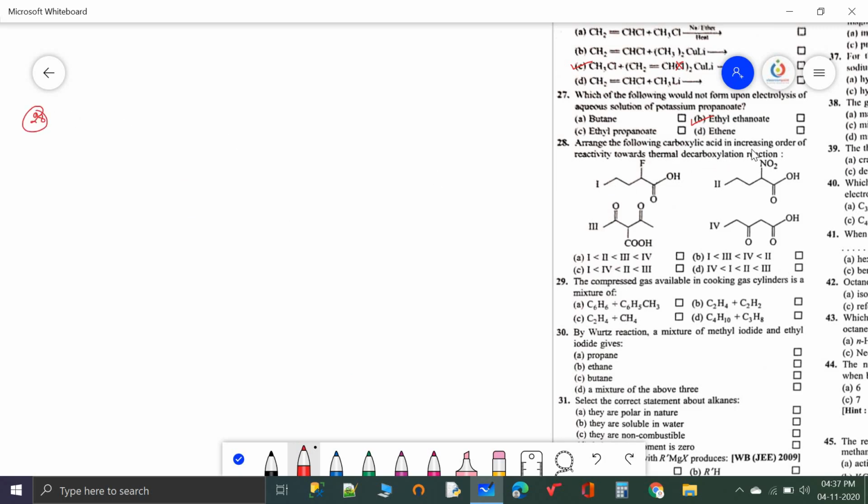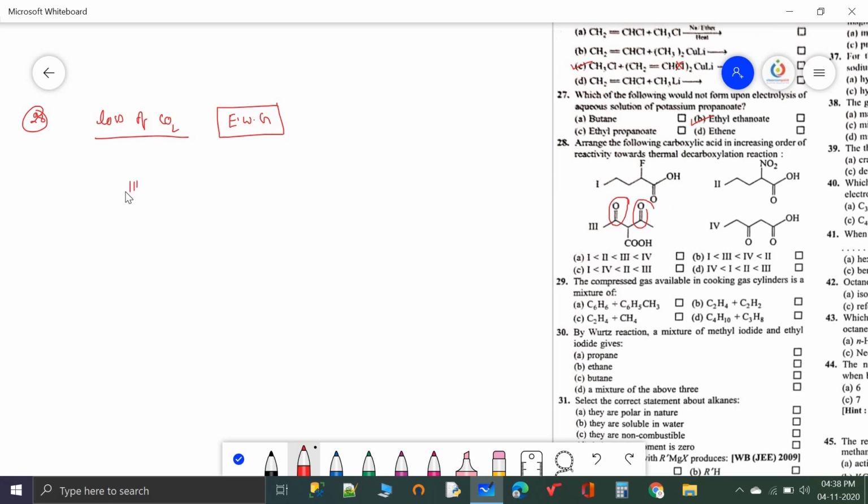Arrange the following carboxylic acids in increasing order of reactivity towards thermal decarboxylation reaction. So thermal decarboxylation, simply decarboxylation, loss of CO2, is called a decarboxylation reaction. This decarboxylation reaction will be more effective if electron withdrawing groups are there. If a strong electron withdrawing group is there, loss of carbon dioxide becomes easy. So among all these, here 2 electron withdrawing groups are there, so that it can lose the carbon dioxide very easily.